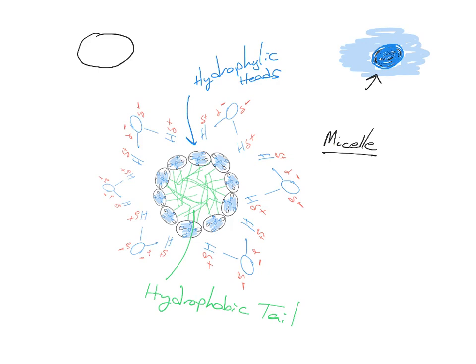Because the outside is hydrophilic. So because of that, it can float around. And guess what? That's detergent. That's how detergent works. That's how phosphate-based detergents work this way.